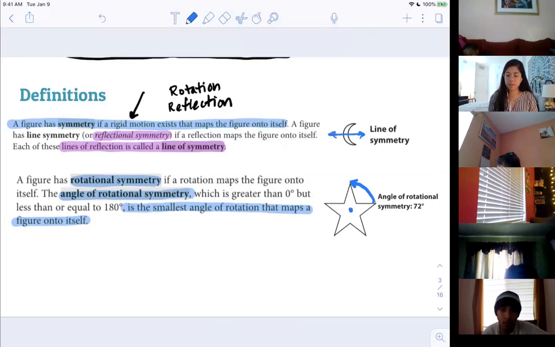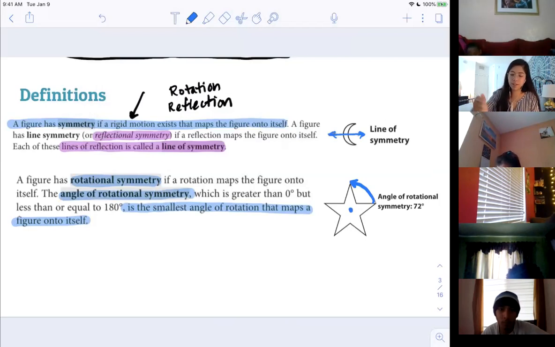So that's why a star is going to have rotational symmetry, because you can rotate it just a little bit and you're going to line up exactly where you started. So reflectional symmetry versus rotational symmetry, 2 different things, but sometimes a shape can have both.